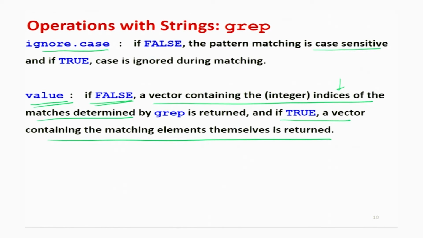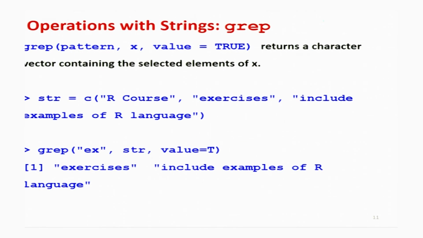So if you put value equal to false, you will get the outcome in terms of some index numbers, and if you put value equal to true, you will get the value of the string where the match is occurring. So let us see the application of this function through this example, and after that I will show you how you are going to work with grepl.